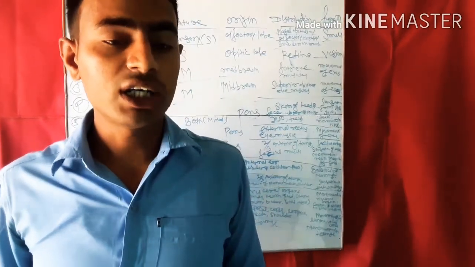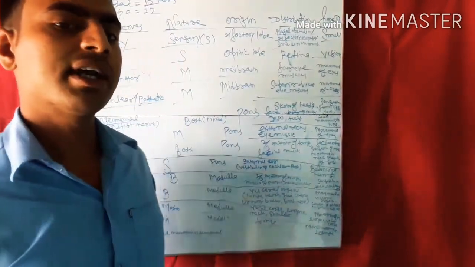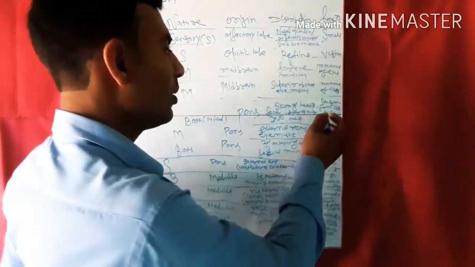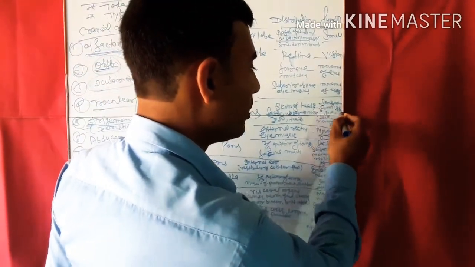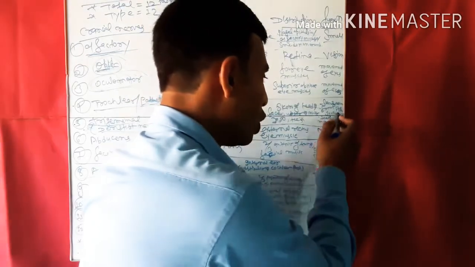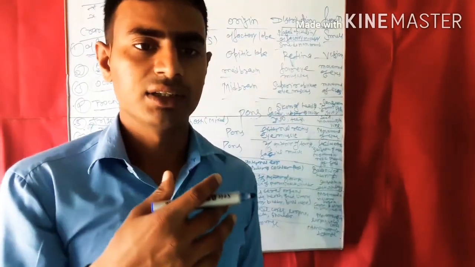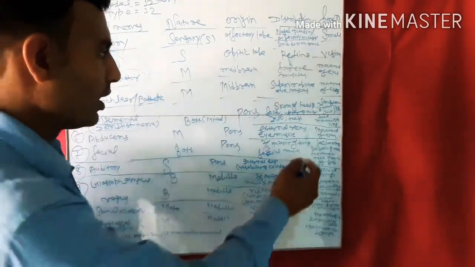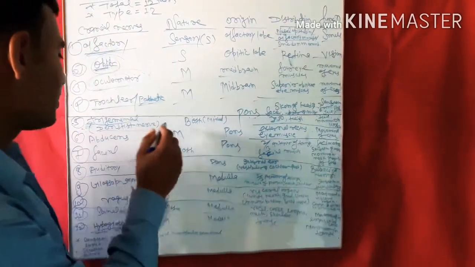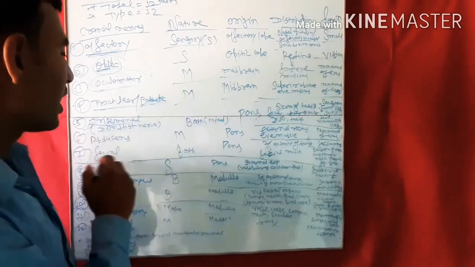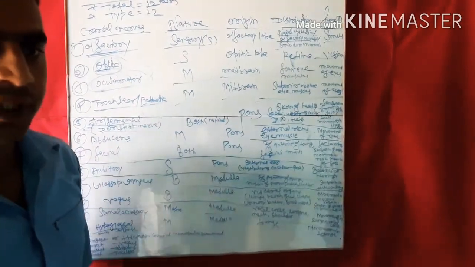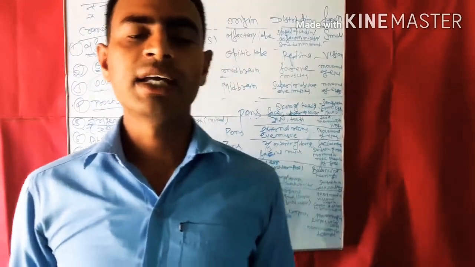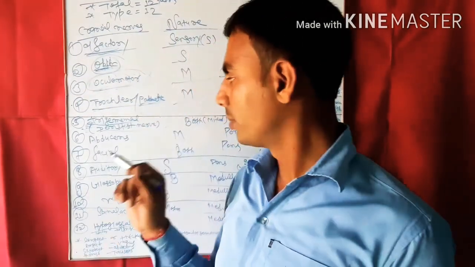And what is the function of the trigeminal cranial nerve? Its function is sensation from the lips, jaw, and teeth, and movement of the lips. This is the function of the trigeminal cranial nerve, which is also called the dentist nerve.